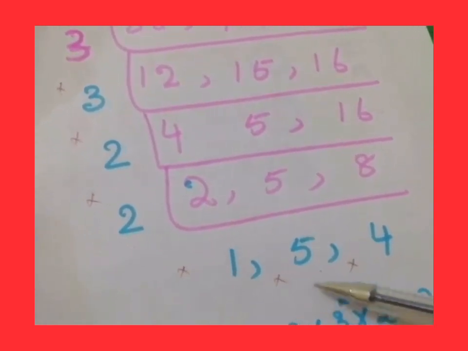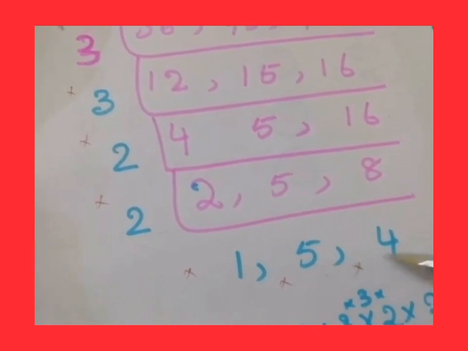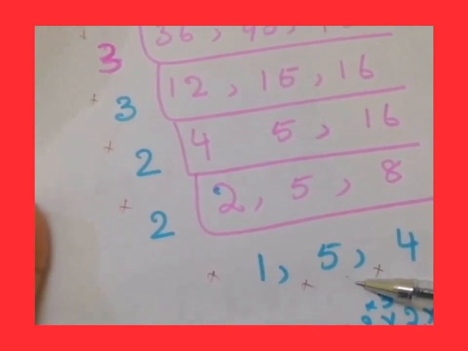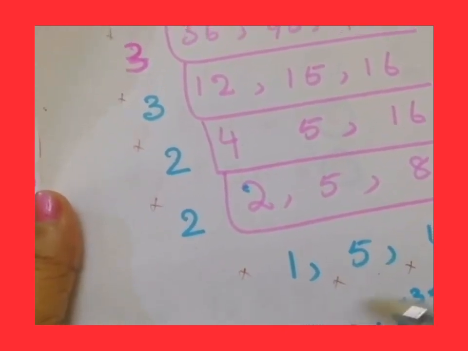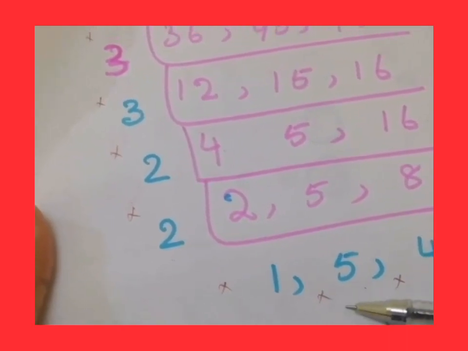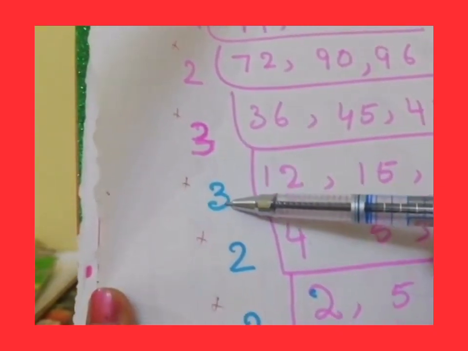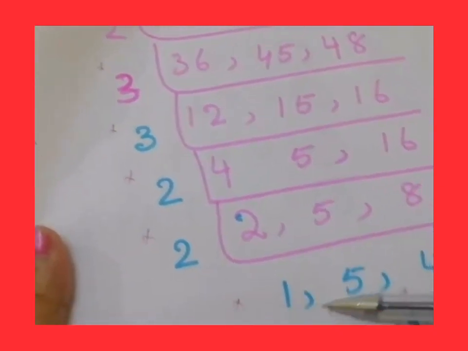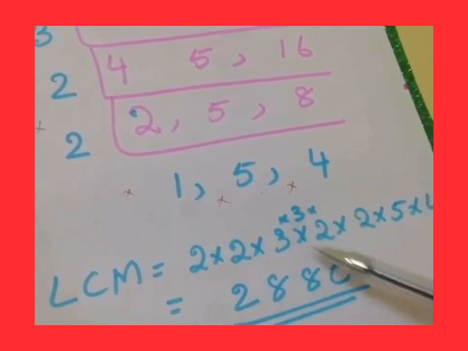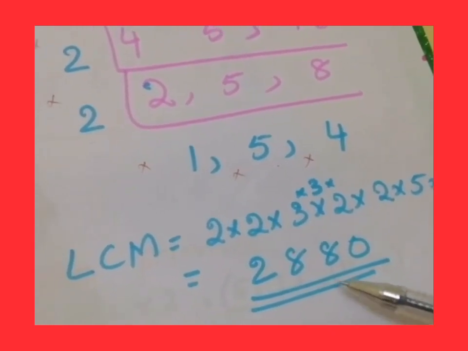In the last step, 1, 5 and 4, there is no common factor for 5 and 4 except 1, so you have to stop here. No need to take 5 outside again, and in the next step 4 outside again. You can stop here for finding the LCM. Then multiply all these common numbers together: 2, 2, 3, 3, 2, 2, 5, 4. Multiply everything together and you will get the LCM.